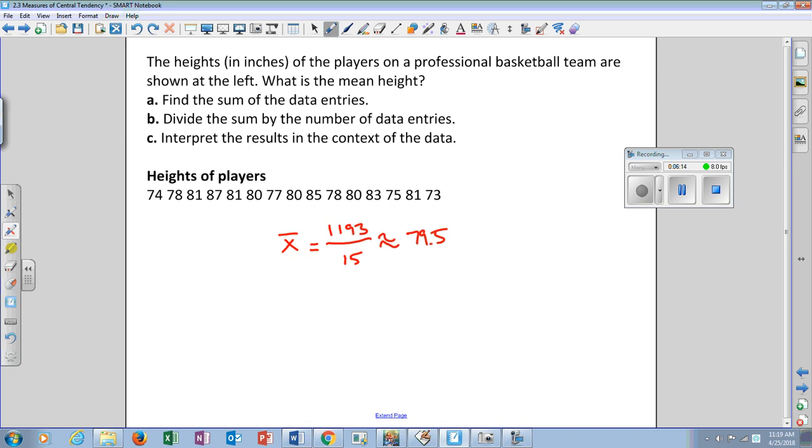Part C says, interpret the results in the context of the data. Basically, that's saying take what you have and see if it makes sense within the context. If we came up with a number like 90.2, then you know you did something wrong because none of these numbers are even as high as 90.2. So does it make sense in the context of the data? Yeah, it falls somewhere in the middle there.